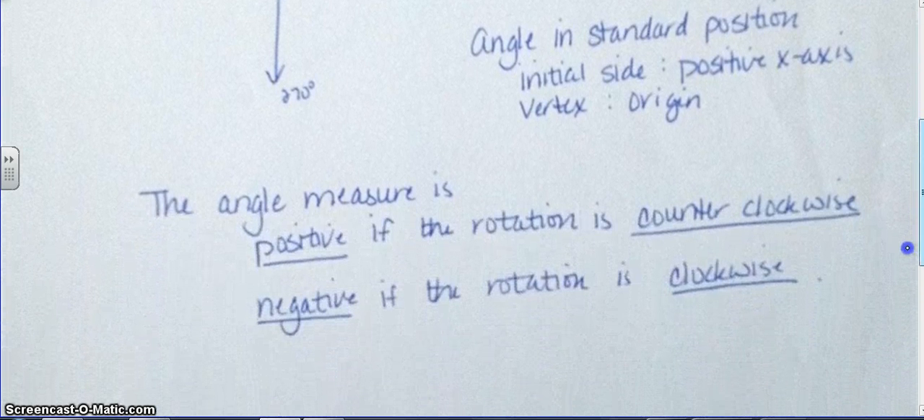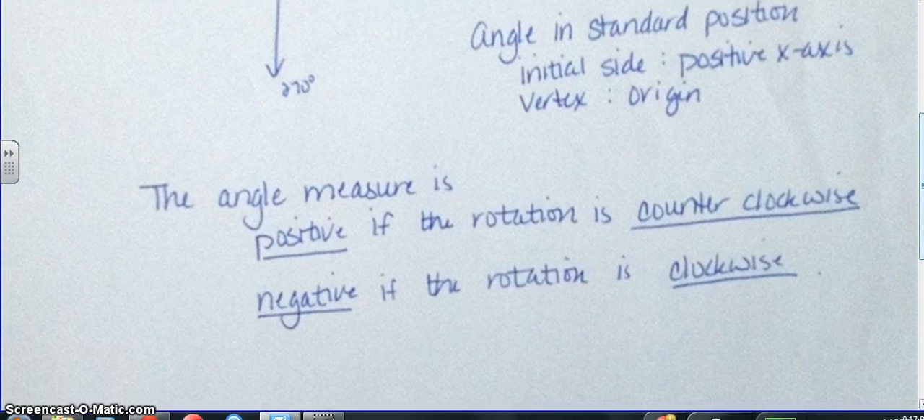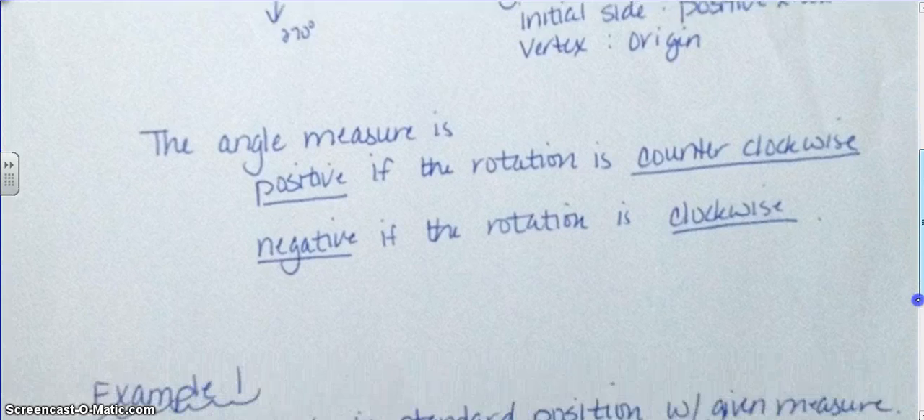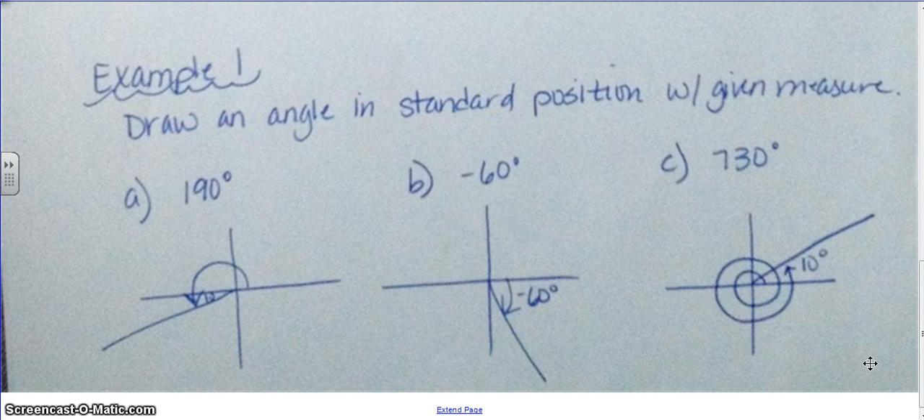The angle measurement is positive if you rotate counterclockwise, and it's negative if you rotate clockwise. So example 1, we're going to draw angles in standard position with a given measurement. I'm going to start with 190 degrees. Now my initial side is right here. I rotate 180 degrees to give me here, and another 10 degrees would give me this angle. This is my terminal side.